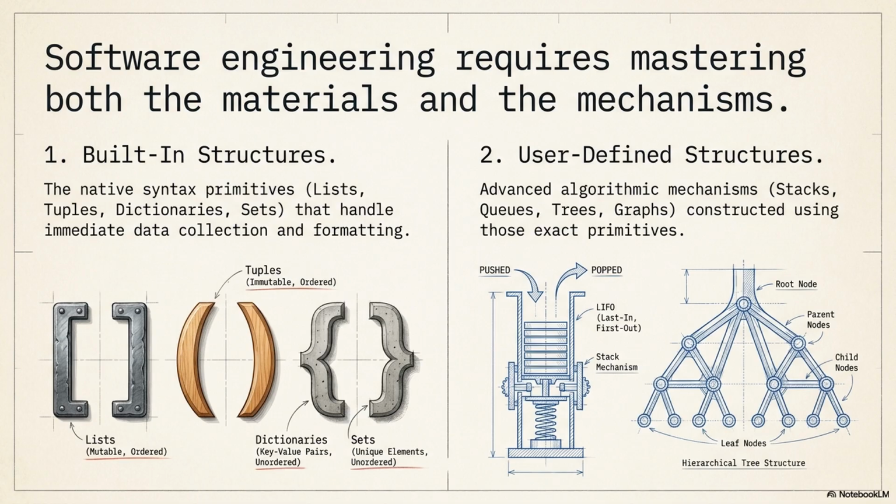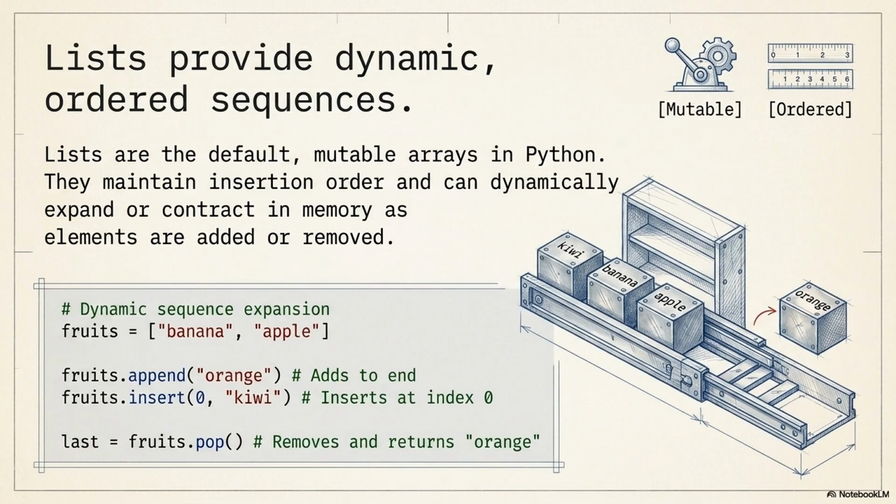That is the engineering mindset for this deck. You do not start by asking, which data structure sounds impressive? You start by asking, what does the data need to do? Does it need to preserve order? Does it need to change over time? Do you need to find an item instantly? Are duplicates meaningful or distracting? Does the data branch like a hierarchy, or does it connect like a network?